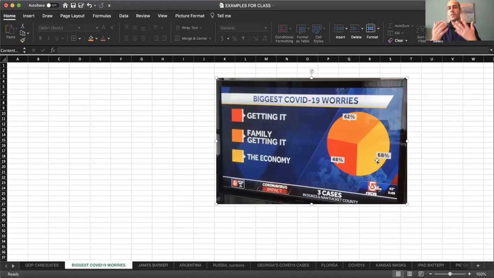You can turn them into 3 different questions and ask it as a dichotomous variable, 0 or 1. The first question, are you worried about getting it? Yes or no? And then 48% might say yes, and 52% might say no. Are you worried about your family getting it? Yes or no. Are you worried about the economy getting it? Yes or no, etc.